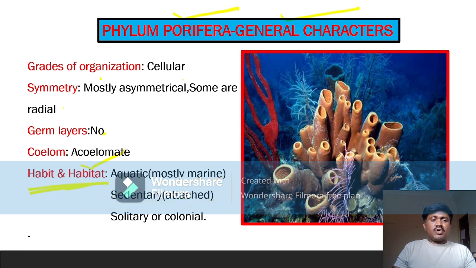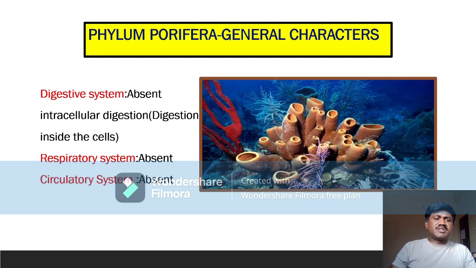Solitary means they can live as a single individual, or they can also live in groups. If they live in groups, that is called colonial. If they live as a single individual, that is called a solitary type of living. Right, now come to the next slide.